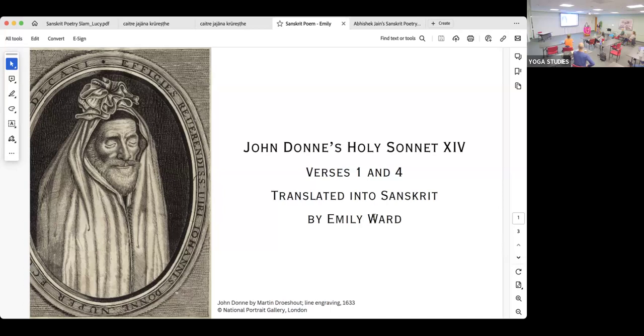So this is a fun illustration of Donne. He posed for his like death mask drawing before he was dead. So he like rolled up in his little sheet alive and was like, draw me. So I thought that was fun. He's a weird little dude. Oh, here, that's what it was.